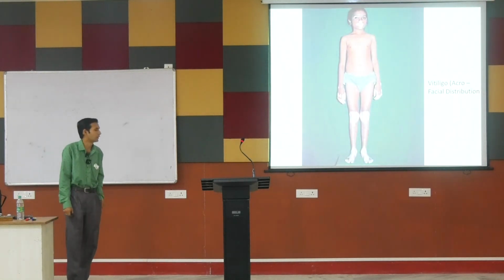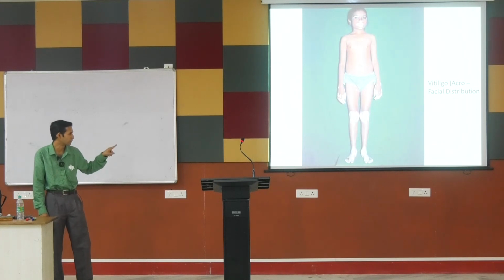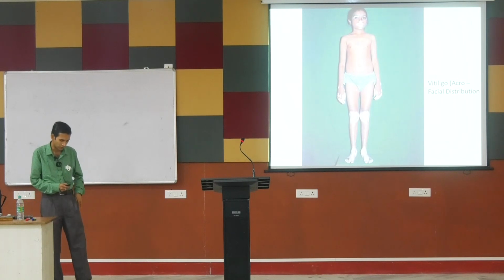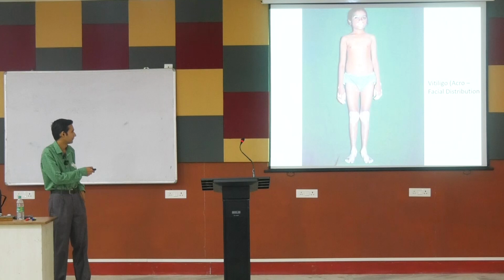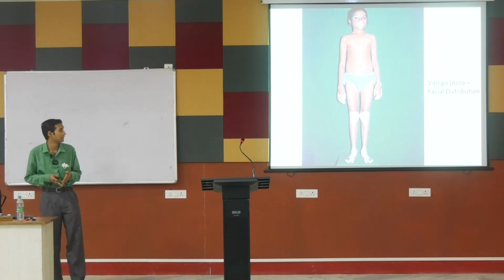This is vitiligo affecting the acrofacial areas. A small girl, particularly 8 to 9 years old, is presented with vitiligo affecting the tip of the fingers and the tip of the toes, and also affecting the lips and the perioral areas. This is mainly distributed in the acral and facial parts. That is why it is known as acrofacial vitiligo, or somebody calls it the lip tip variety of vitiligo.